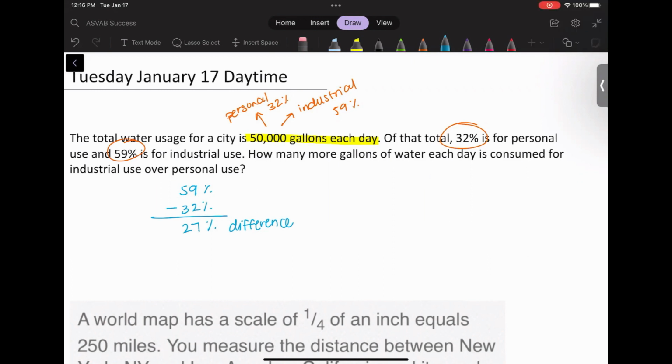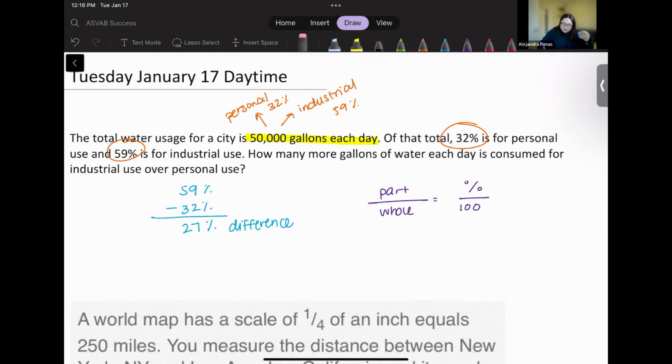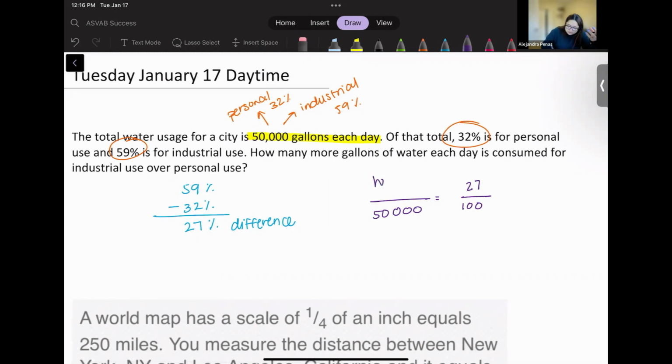We're good. Okay. So with that in mind, because this is a percent problem, we are going to use our percent proportion. So the percent proportion is set up as the part over the whole is equal to percent over 100. So what is our whole? Our whole is the total amount of water that is used, which is the 50,000 gallons each day. The percent, we talked about it being the difference between those two. So the percent is going to be the 27% we calculated. And the part is what we're looking for, which is how much more water?